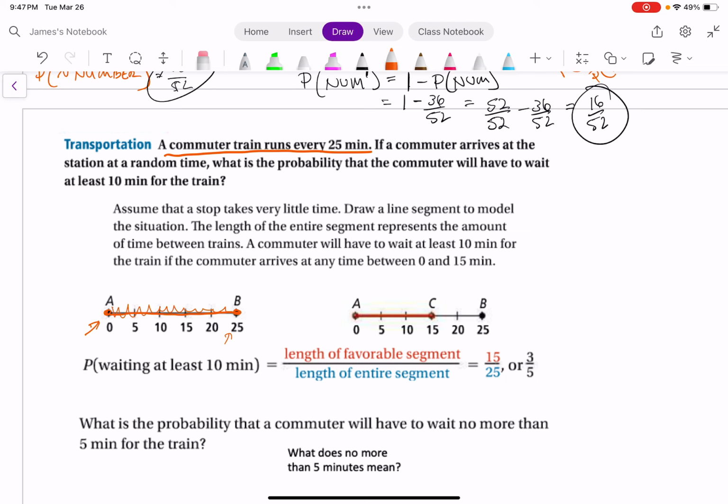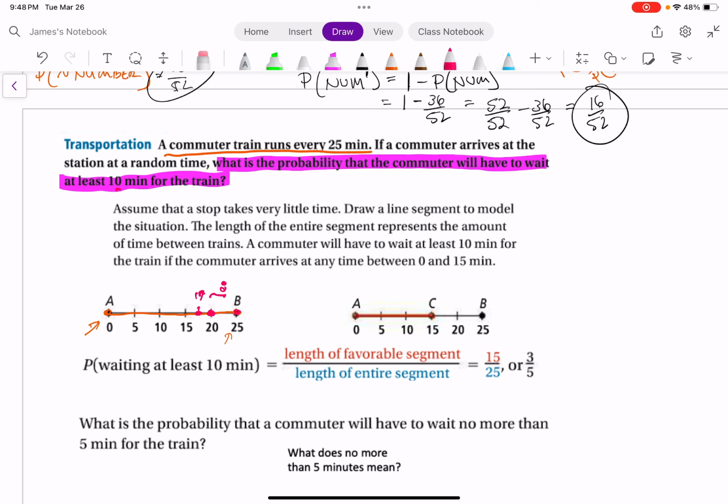Okay. Well, if I want to think about this verbiage, what is the probability that the commuter will have to wait at least 10 minutes? If I show up at the 20-minute mark, am I having to wait at least 10 minutes? No, I only have to wait 5 minutes before the train shows up again at 25. If I show up at, let's say, not 12 minutes, sorry, 17 minutes, I'm only going to have to wait 8 minutes. So I'm not going to have to wait at least 10; 8 is not at least 10.